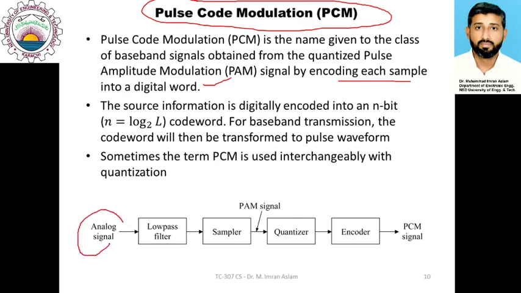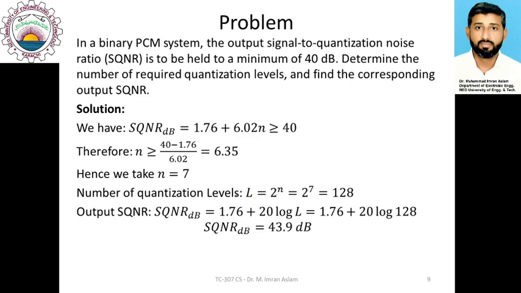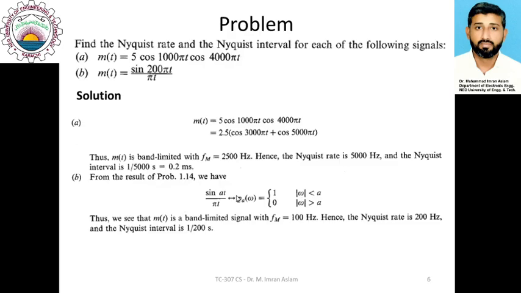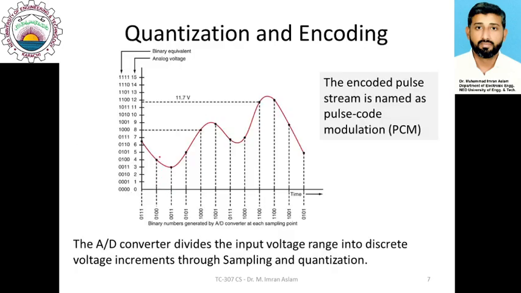For example, we have an analog signal. First we pass it through a low pass filter in order to band limit that signal. Then we pass it through a sampler, because sampling represents the information in form of amplitude. You can see in the diagram of sampling illustrated here, each sampled value has a different amplitude, so information is basically contained in this amplitude.